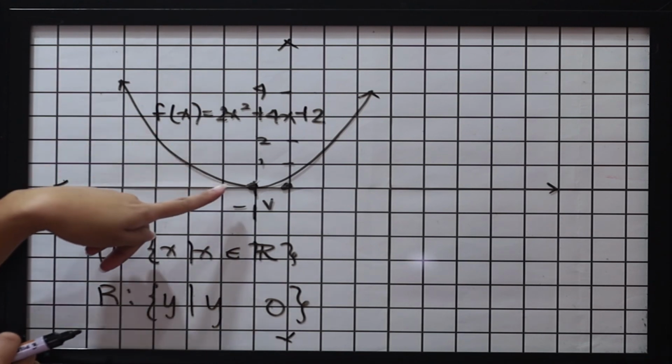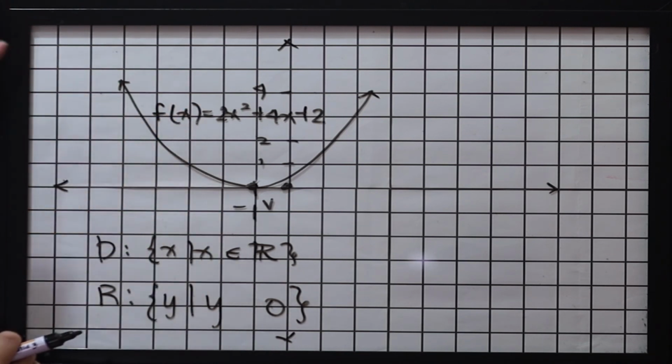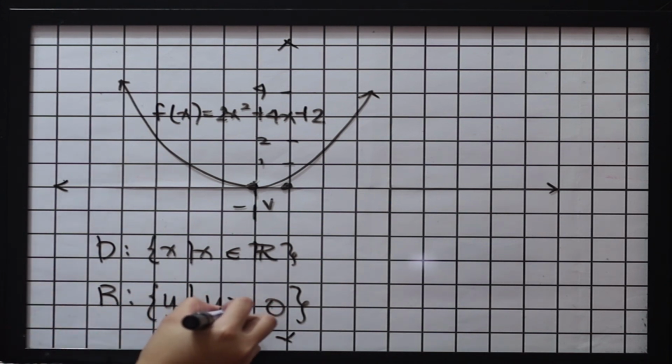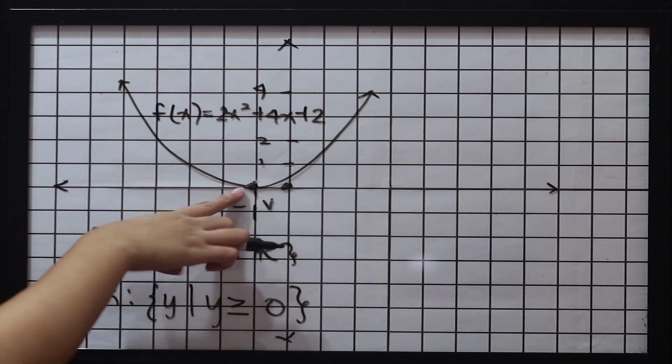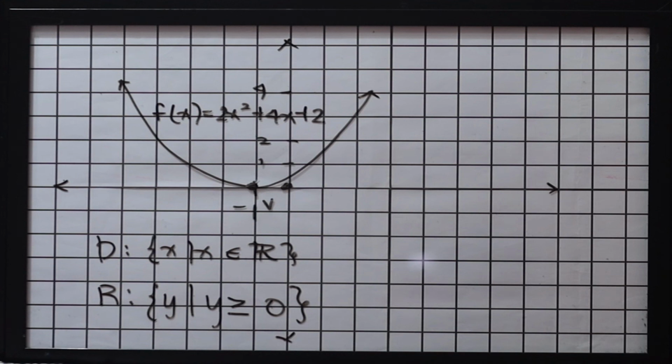So if your base is 0 and the numbers above it are 1, 2, 3, 4, 5, and so on and so forth, is it greater than 0 or less than 0? So obviously, those are positive values. So that is greater than or equal to 0. Again, why is 0 included? Because it is included in the graph of the parabola. So your range will become y such that y is greater than or equal to 0.